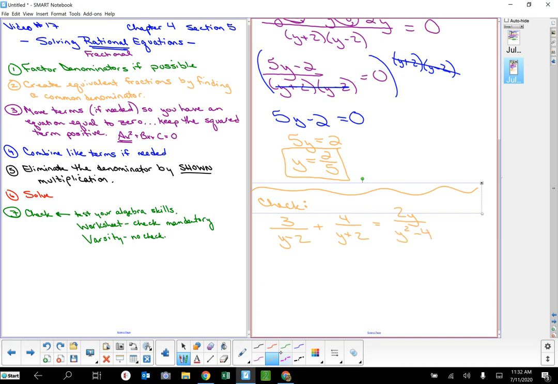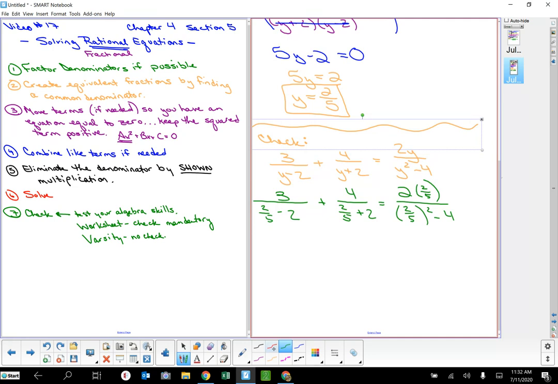Now, y is 2/5. So I'm going to plug that in. 3 over 2/5 minus 2 plus 4 over 2/5 plus 2 is equal to 2 times 2/5 over 2/5 squared minus 4. And some of this stuff you can just slap into a calculator and get some answers. I would be careful, though, and do it in little parts. And here's what I mean by that. I would do these denominators by themselves.